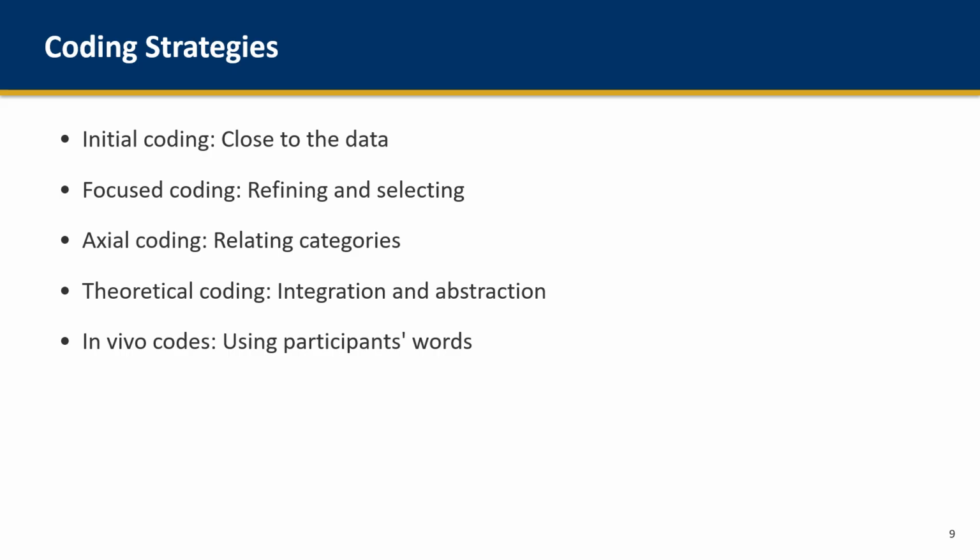In vivo codes use participants' exact words as code names. When participants use particularly vivid or apt phrasing, preserve it. In vivo codes keep analysis grounded in participants' perspectives and often produce compelling language for reporting findings. Different qualitative approaches emphasize different coding procedures, but most involve some progression from concrete description toward abstract interpretation.